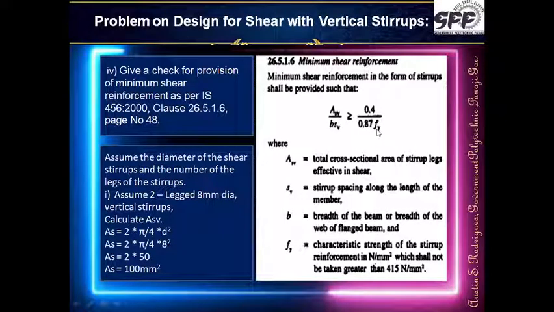B is the width of the member, whatever is the member. Fy, please note over here, Fy is the characteristic strength of the stirrup reinforcement in Newton per mm square, but shall not be greater than 415 Newton per mm square. So even if I'm using the stirrup of 500 Newton per mm square, over here the capability will be restricted to 415 itself. Please note one thing, the stirrup which we have used over here is actually made of Fe500.